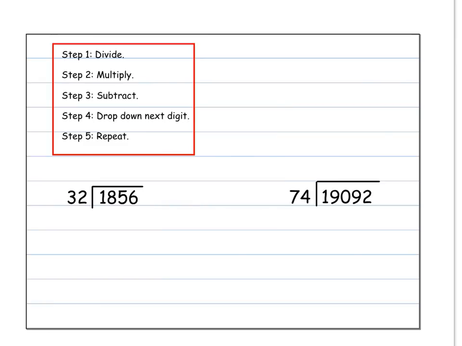So 32 is a larger number. It's not going to go into 18. Doesn't go into 1, doesn't go into 18. It will go into 185.